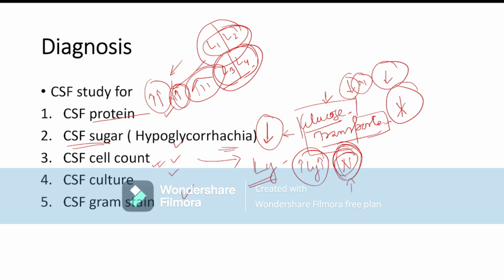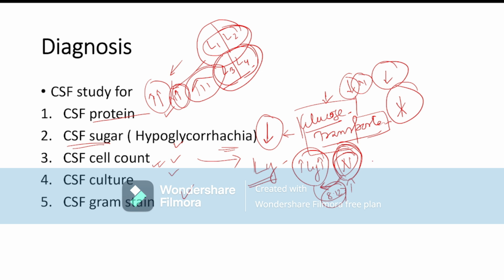So this transition from neutrophil to lymphocyte in virus, and the transition from lymphocyte to neutrophil in bacteria, occurs after 8 to 12 hours from the meningitis start. So this is also tricky.